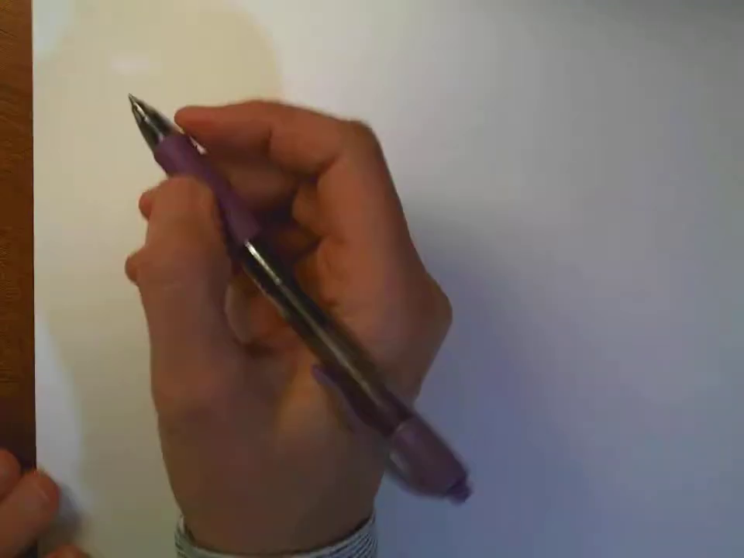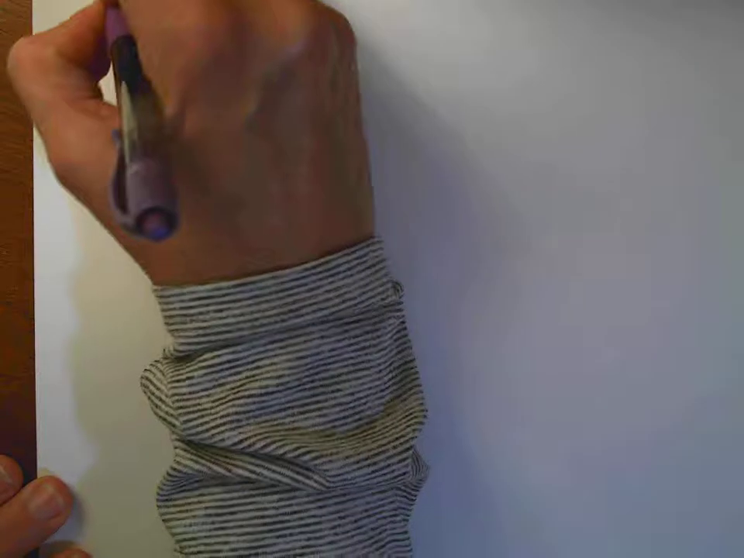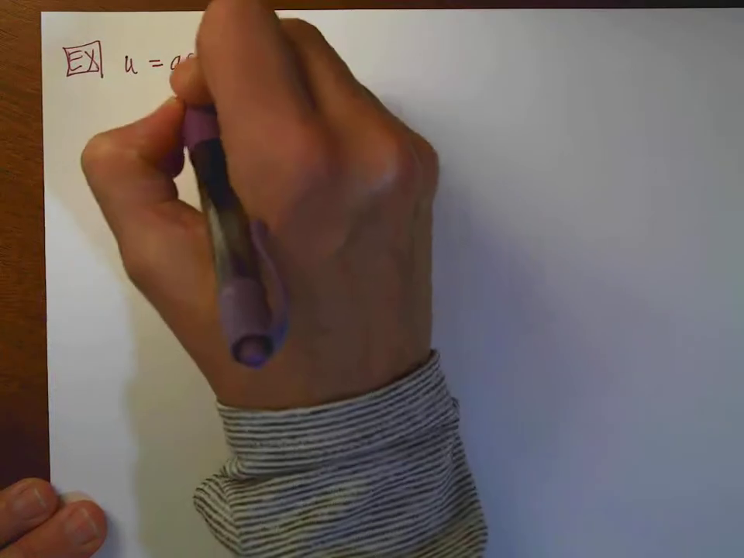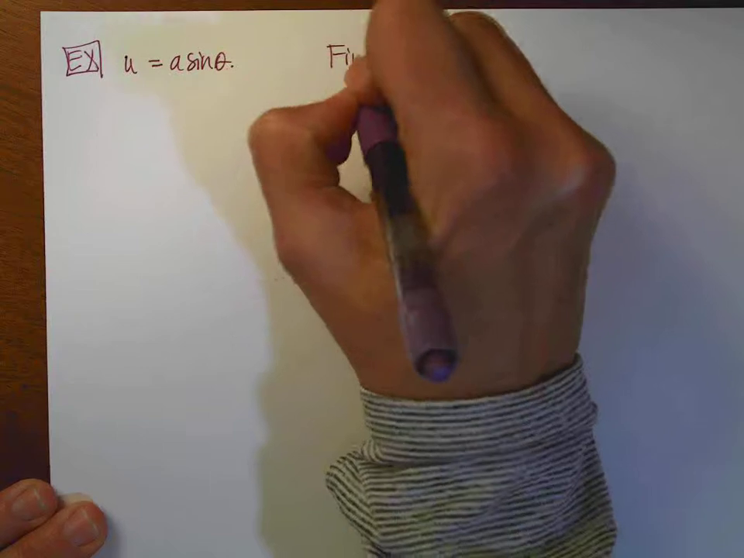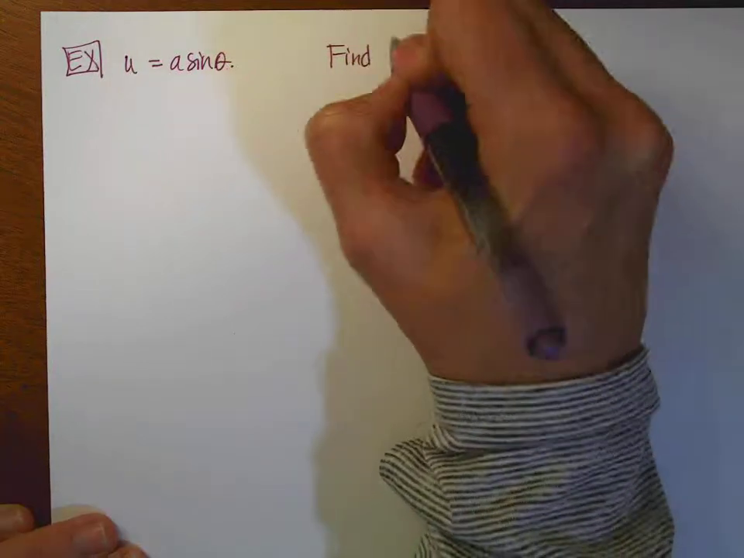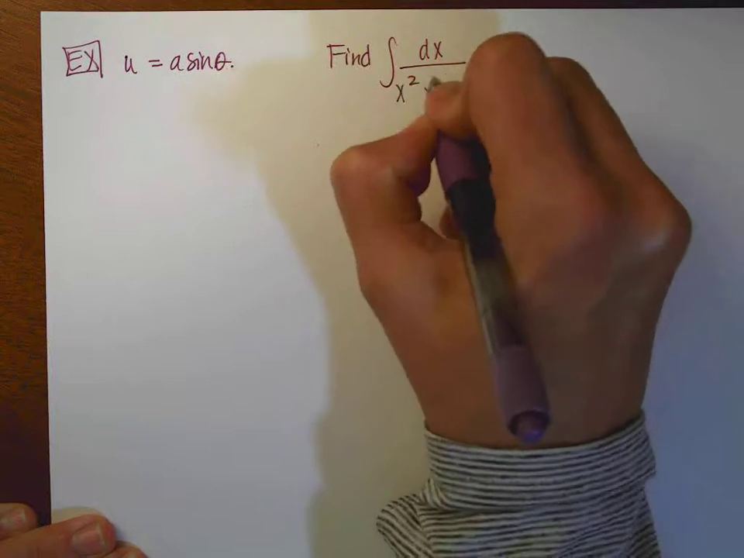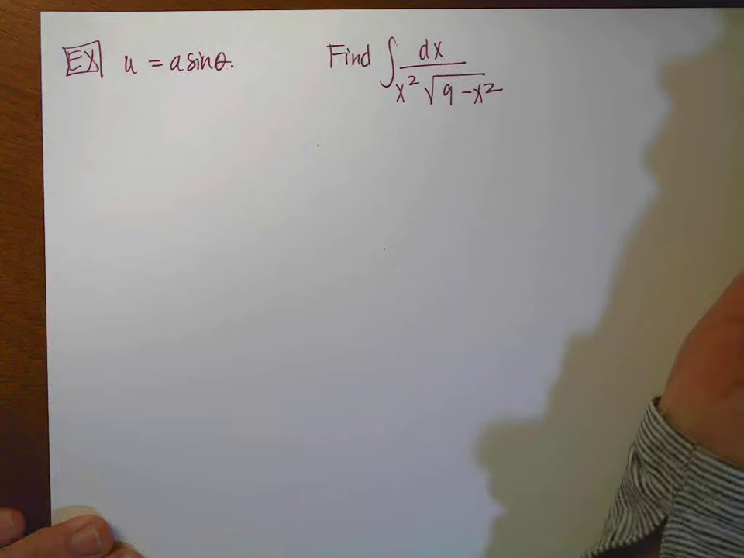I have 3 examples for us to work through, so let's start the first one. This one is going to be an example of u equal to a sine theta. In this particular problem, we want to find the integral of dx over x squared times the square root of 9 minus x squared.